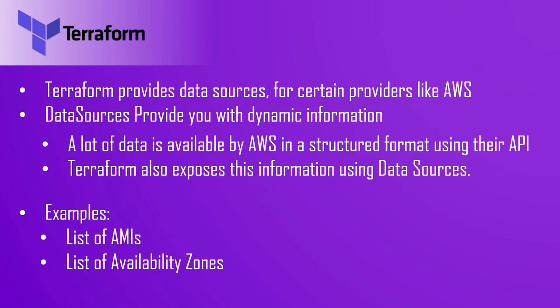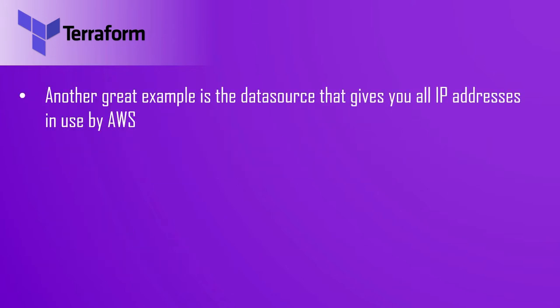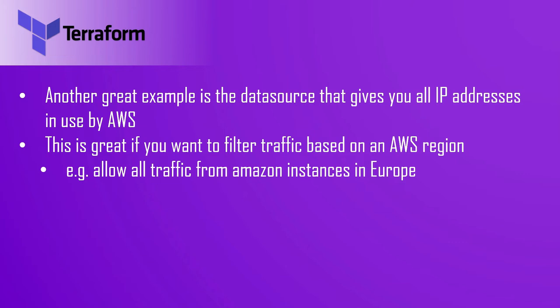and then use it. Now another great example is a data source that gives you all IP addresses in use by AWS. This is great if you want to filter traffic based on AWS region, because then you can see what the IP addresses in use in that region are, and then you can filter on those. You can say, I only want to allow IP addresses from that list. So, let's say we want to allow all traffic from Amazon instances in Europe.